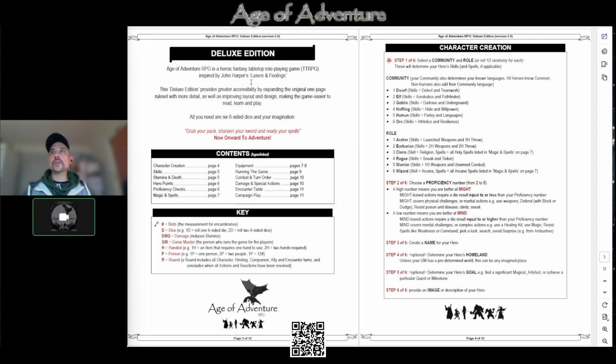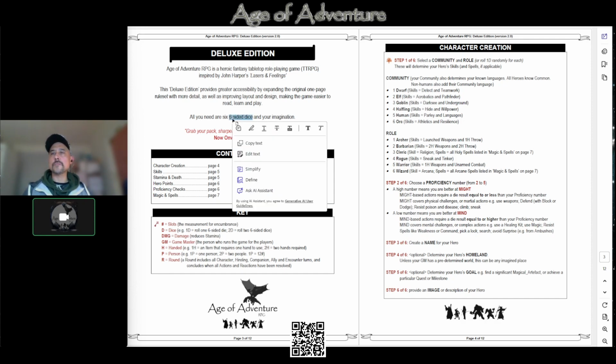Age of Adventure, what is it? It's a heroic fantasy tabletop RPG inspired by John Harper's Lasers and Feelings. So it's built on the D6 dice pool mechanic, where your proficiency or your abilities are based on one number only, and that's like a sliding scale. I'm probably getting ahead of myself. So you know that it does use six-sided dice because I mentioned that.